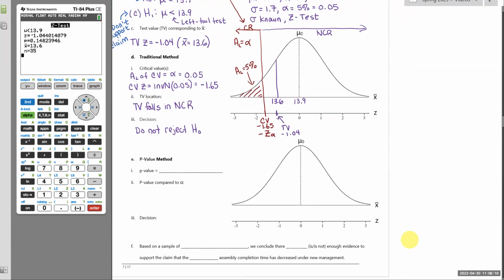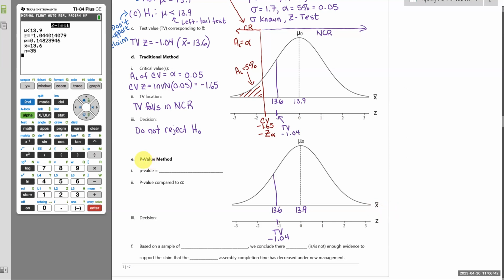So for this p-value method, it's a little simpler because it has nothing to do with graphing critical regions. The only thing you graph is your test value. So our test value, negative 1.04, that still tells us that the center is 13.9 and our x bar is there. So it's letting us establish where our sample mean is on this picture.